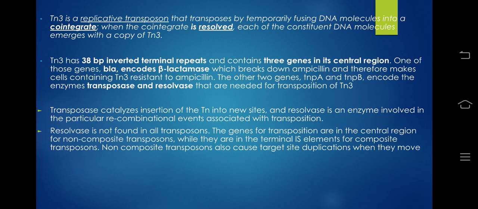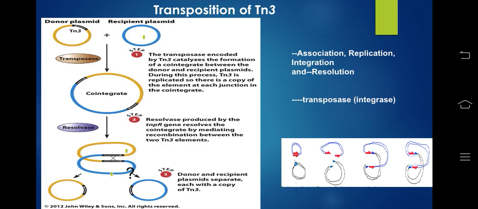Transposase catalyzes insertion of the transposon into new sites, and resolvase is an enzyme involved in the particular recombination events associated with transposition. Resolvase is not found in all transposons. The genes of transposition are in the central region for non-composite transposons, while they are in the terminal IS elements for composite transposons. Non-composite transposons also cause target site duplications when they move.